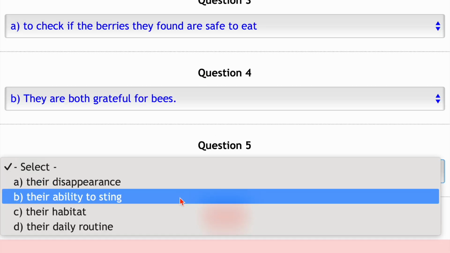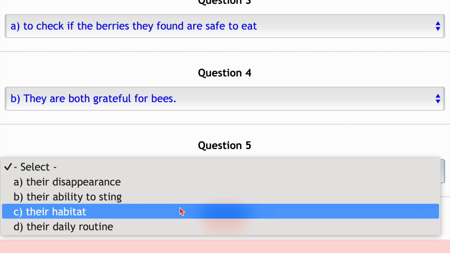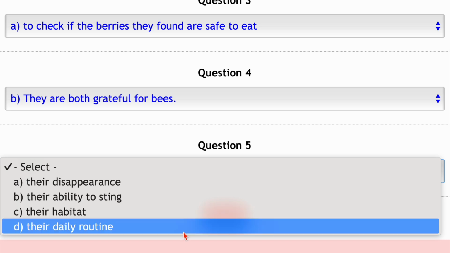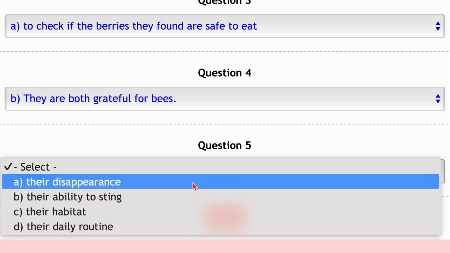What are the other choices? Stinging, that they can sting or bite you? No. Their habitat, where they live? No. And their daily routine, what the bees do daily? No. So their disappearance is the answer.